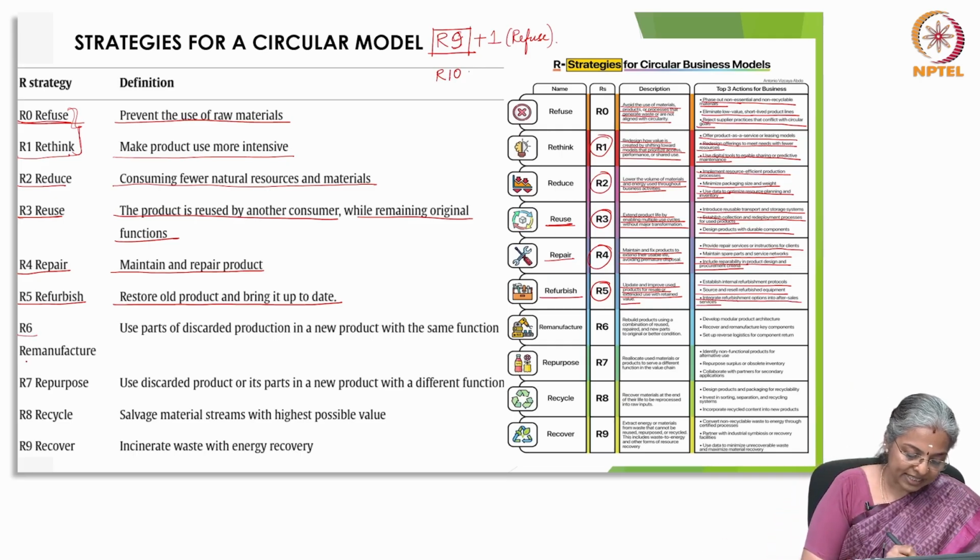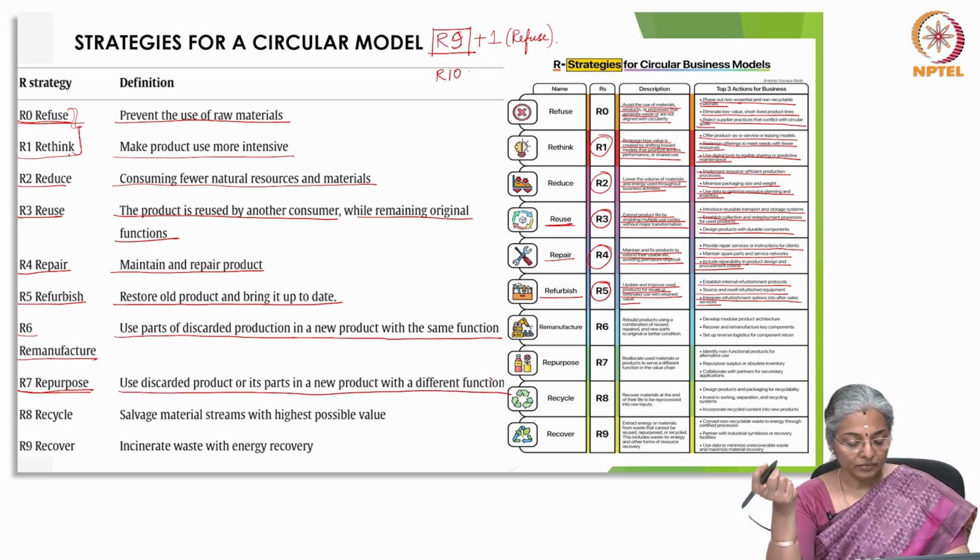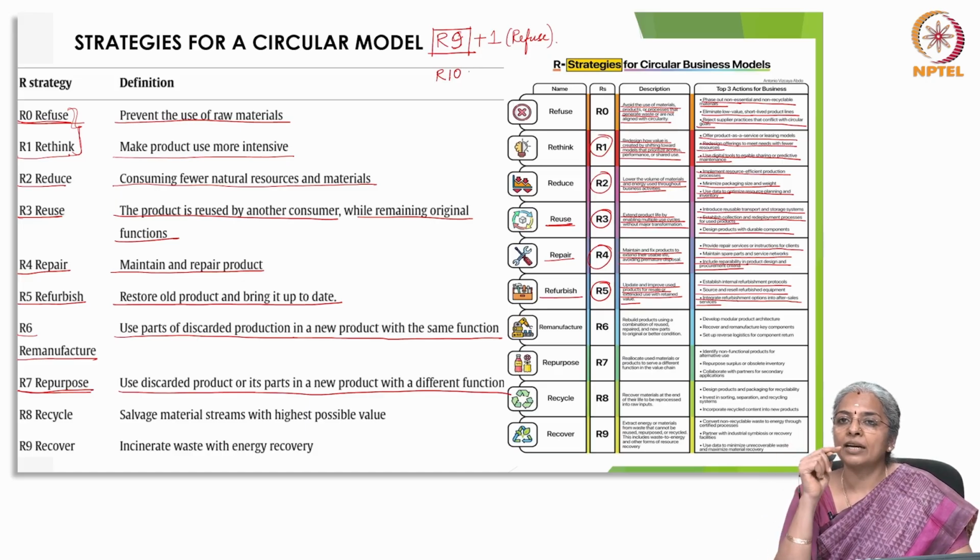Then the seventh one is remanufacture, which means using parts of discarded products in a new product with the same function. And the eighth R or R7 is repurpose. It means using a discarded product or its parts in a new product with a different function. So, this R6, which is remanufacture, and R7, which is repurpose, go a step further because they transform or change either the components of the product or the total product itself for a new and renewed function. So these actions often involve more technical and logistical complexity, but they offer higher value recovery and help build more resilient supply chains.